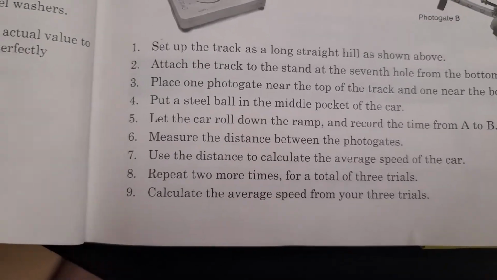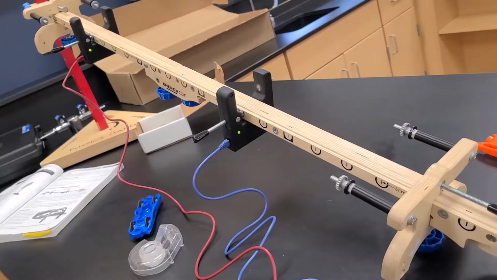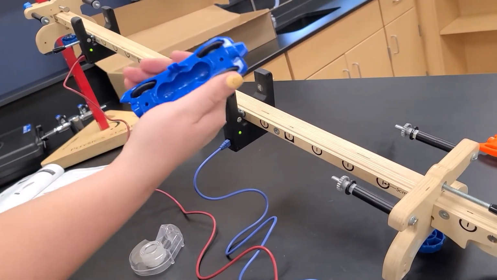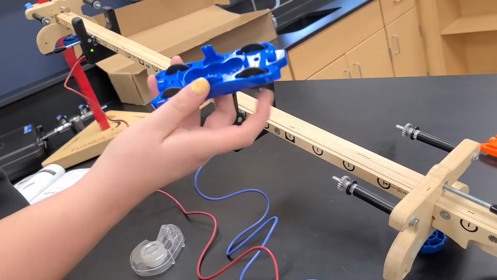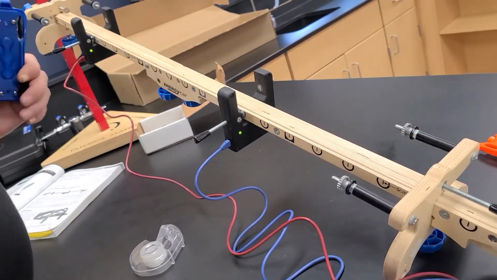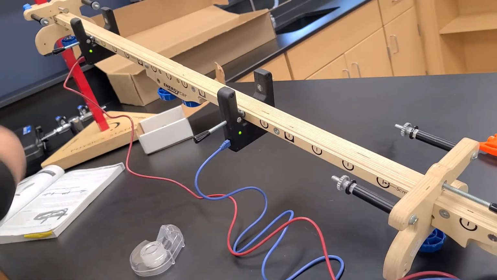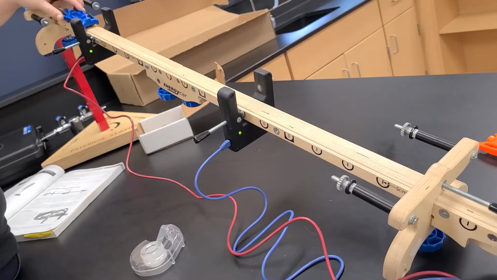Now we're going to run 3 trials with our regular car and put that in our table. All right, so first car is one without any friction. This is identical to the orange car except for the color. So let me go ahead and reset those photo gates. And I'm gonna run it this way first.